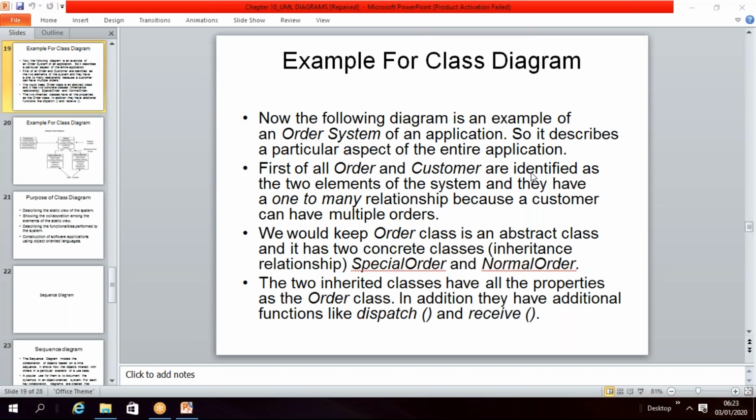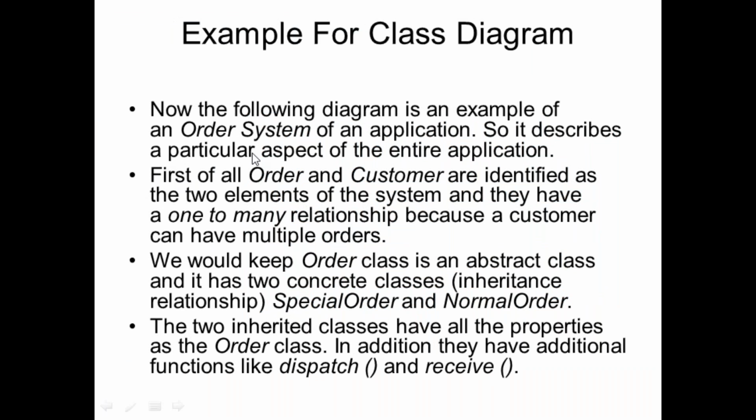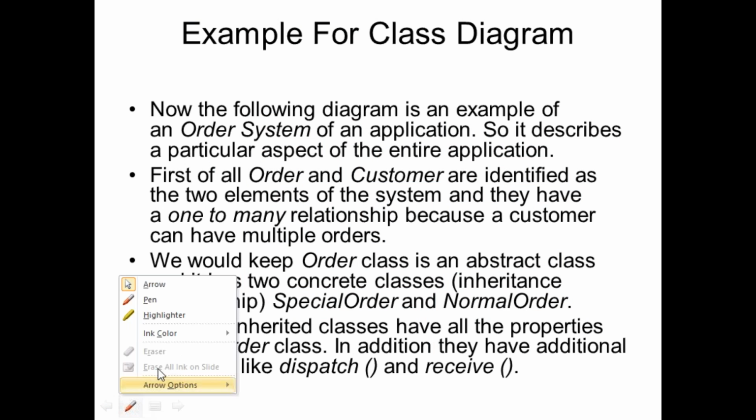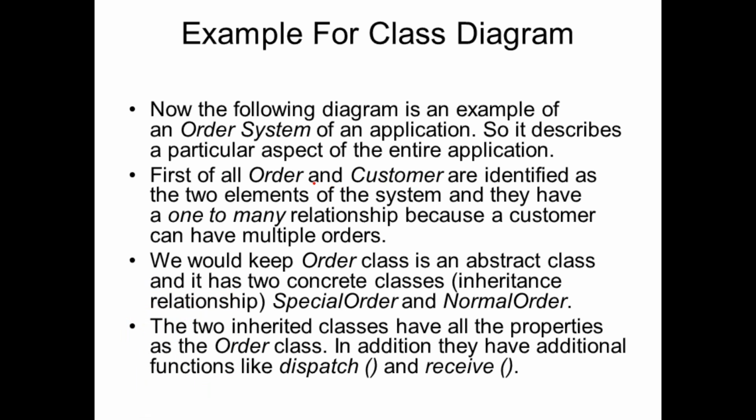So now the following diagram is an example of an order system of an application. It describes a particular aspect of the entire application. First of all, order and customer are identified as two elements of the system, and they have a one-to-many relationship because the customer can have multiple orders. And we would keep the order class as an abstract class, and it has two concrete classes, called the special order and the normal order.